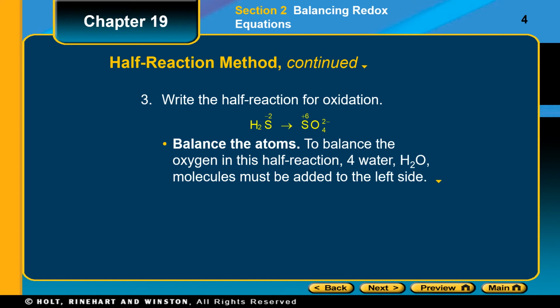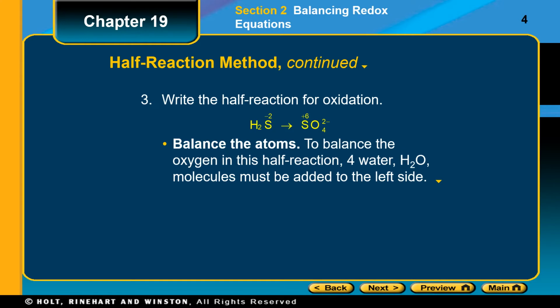Now, to balance this, you can see that we don't have the same number of hydrogens on both sides or the same number of oxygens on both sides. So we need a method for balancing this. To balance the oxygens, first of all, in this half reaction, we're going to add 4 water molecules to the left side, because notice on the right side we have O4, so we need to add 4 oxygens to the left side, and the way we do that is by adding water.